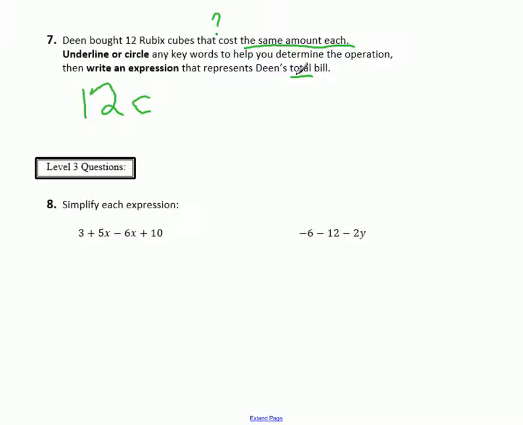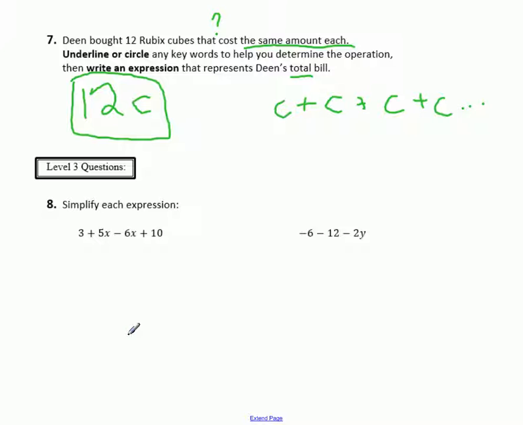The other way to do it, since we're talking about total, which means to add, so I would literally have to write 1 Rubik's Cube cost, 2 Rubik's Cubes cost, 3 Rubik's Cubes cost, 4. I would have to go all the way to 12, which was a little crazy to do. So really 12C is the shortest way to show the total amount that these 12 exact same Rubik's Cubes are going to cost if he buys all 12 of them.